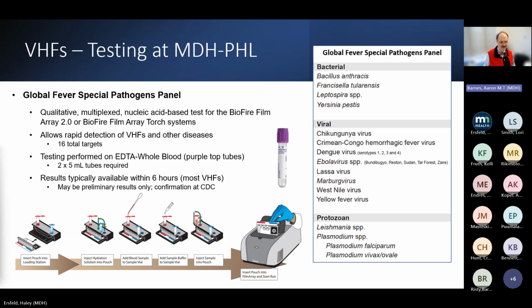Brought that on last year, I think. And we've had some older versions of this for several years now. Results are usually coming back within about 6 hours for most of these. And testing is pretty straightforward. We just need a couple of purple top tubes, so EDTA whole blood. And we can run these pretty quickly.